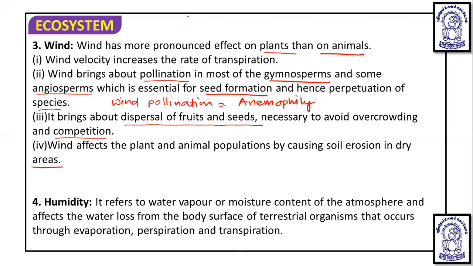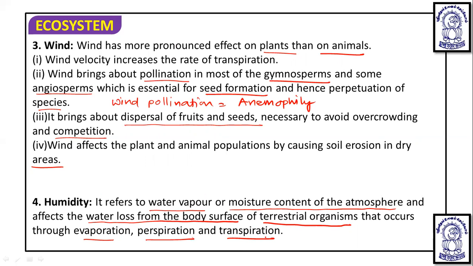Apart from this, humidity is also another important abiotic factor, and it refers to water vapor or the moisture content of the atmosphere. Whatever moisture is there in the atmosphere is considered humidity. It affects water loss from the body surface of terrestrial organisms. Because if the humidity is high, meaning the temperature is low, then transpiration will not occur or will occur less. So water loss from the body surface of terrestrial organisms through evaporation, perspiration, or transpiration will all get reduced when humidity is high and temperature is low.